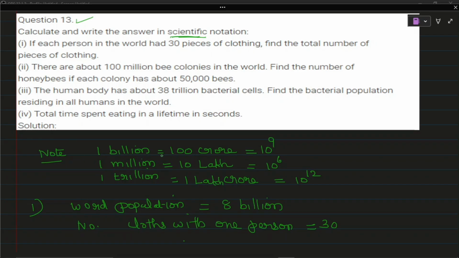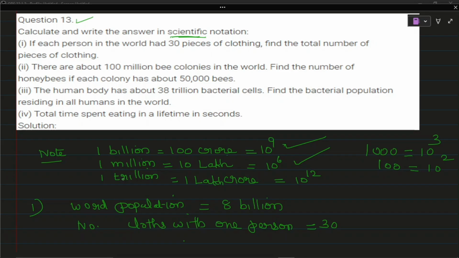That is 1 billion. 1 billion means 100 crore, and you can write it in exponential form as 10 raised to 9. And next, 1 million. 1 million is 10 lakh, so the exponential form is 10 raised to 6. 1 lakh has 5 zeros, 10 lakh has 6 zeros. That is why 10 raised to 6. And in 1 billion there are 9 zeros, 1 with 9 zeros. That is why 10 raised to 9. Just like 1000 we can write as 10 cube, and 100 we can write as 10 square. So this power says how many zeros there are.